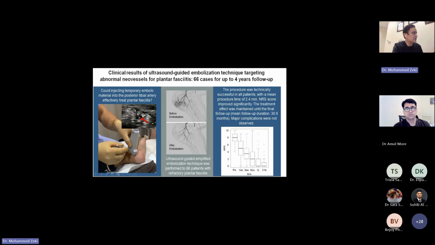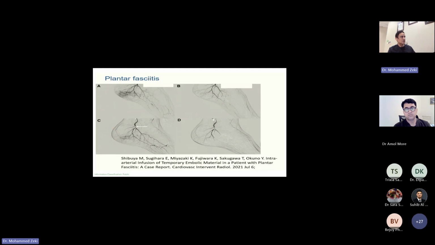There are two ways of doing it. This is the way we are doing here: ultrasound of the posterior tibial artery with a 27 gauge needle. You see the needle tip inside the artery here. And then this vascularity, which is the reason for the thickening and the pain, disappears after the embolization. And if you look, the pain score, the NRS score, is maintained even after 2 to 4 years. So this procedure really does work, and it will be very helpful for our patients.